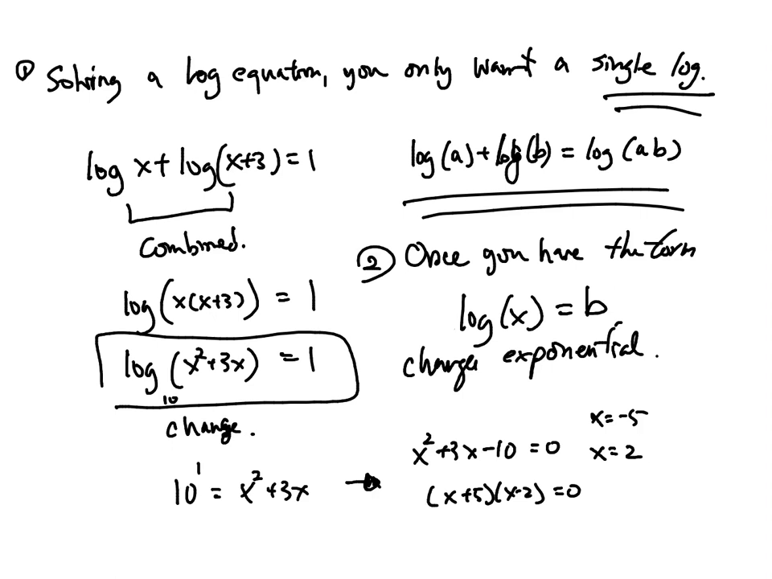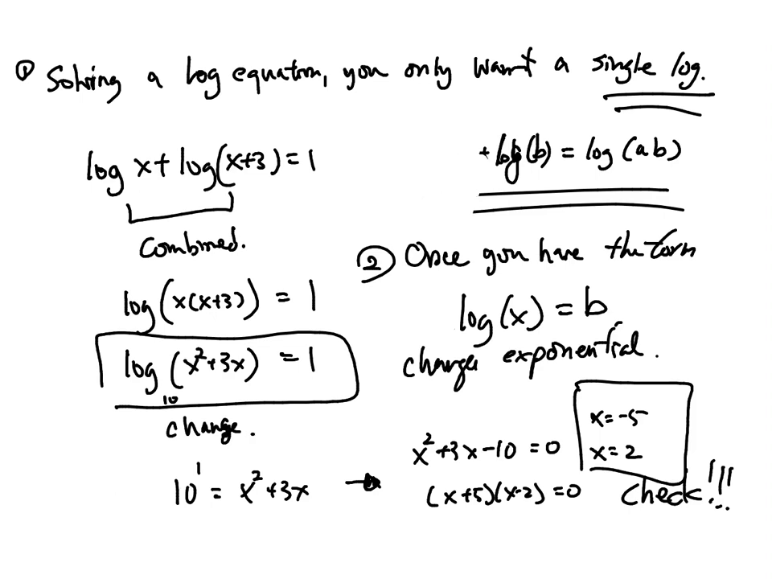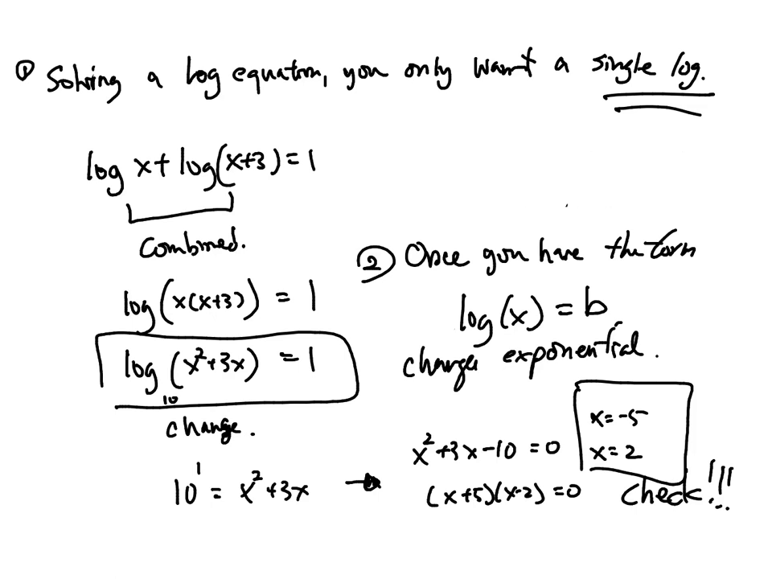Okay. And make sure we check this if it works. Remember, the domain for log is not all real numbers, so we have to check. Alright, so here we go, let's check. If x equal to negative 5, that means you got a log of negative 5. And right off the step, no good. You can't take a log of a negative number.